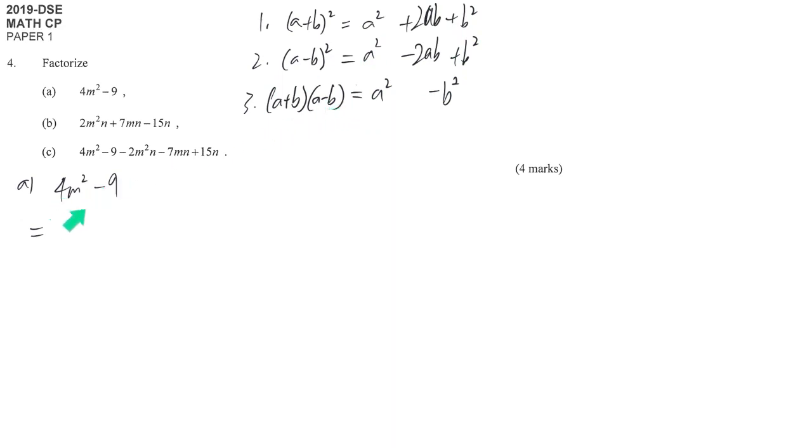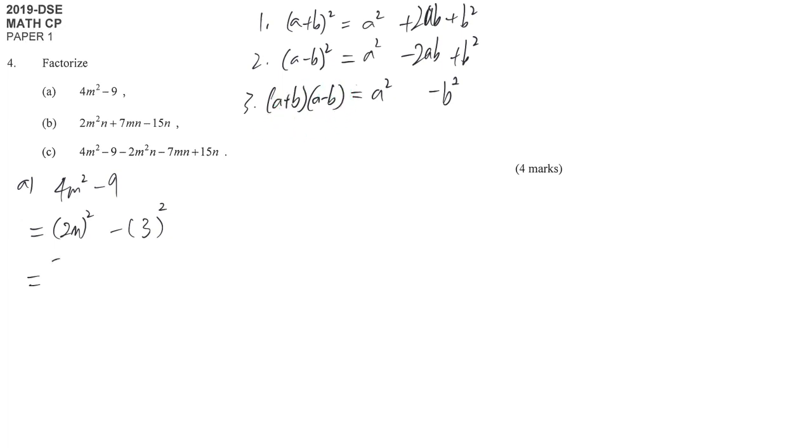Because 4 and 9 are both square numbers, and there are only two terms, I recognize it is the third one. That's why I try to write something square minus something square first. And then you have to think what inside will give you 4m squared here. Then you should put 2m. And what square gives you 9, which is 3. So that's why we change it to left hand side format now.